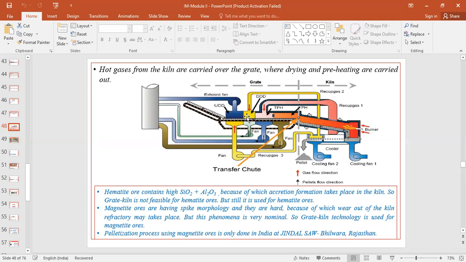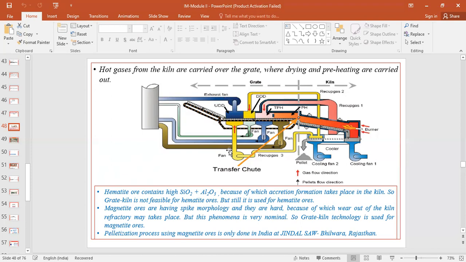Here again, in the drying and preheating, you have a two-stage drying process and a two-stage preheating process. The first one is UDD, the updraft drying zone, and then DD, the downdraft drying zone, and you have preheating zone 1 and preheating zone 2, followed by firing.